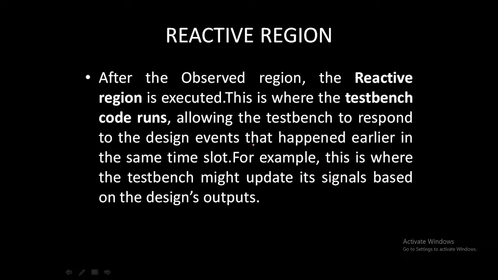In the case of reactive region, after the observed region, the reactive region is executed. This is where the test bench code runs. The region where the test bench code starts running is called the reactive region, allowing the test bench to respond to the design events that happened earlier in the same time slot. For example, this is where the test bench might update its signals based on the design outputs.